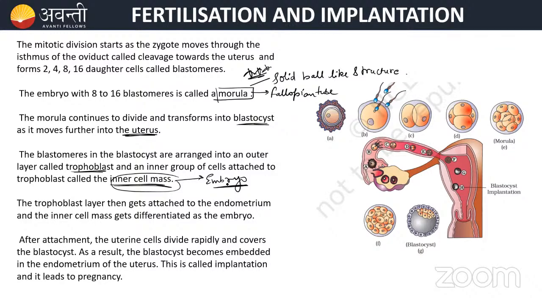And in the blastocyst, because some cells are arranged at the periphery and some cells are arranged at one portion, a cavity is formed in the center. And that cavity is known as the blastocoele.